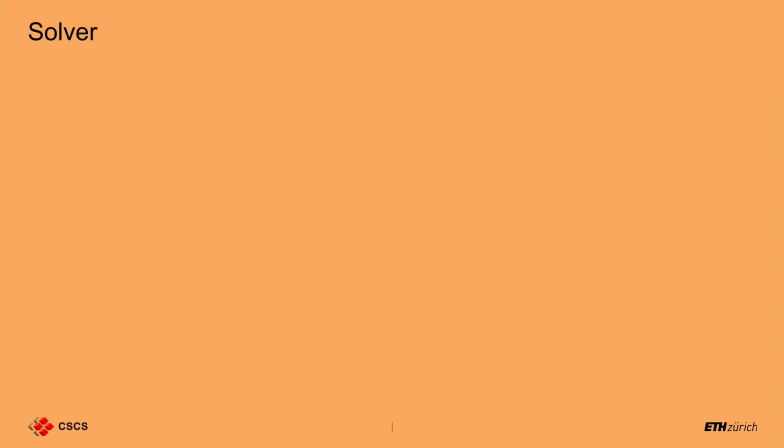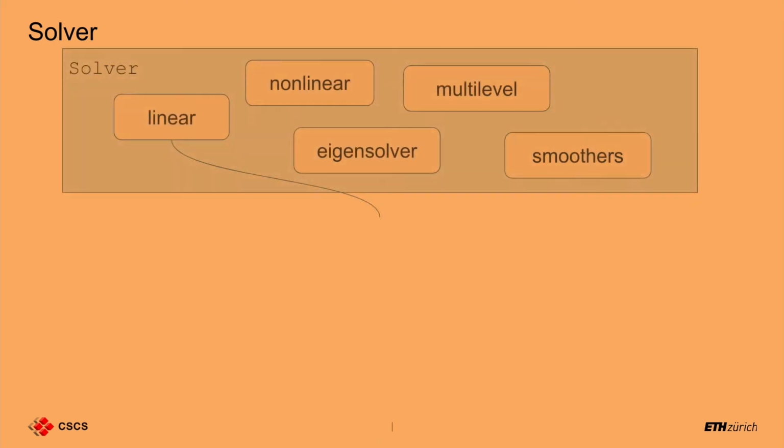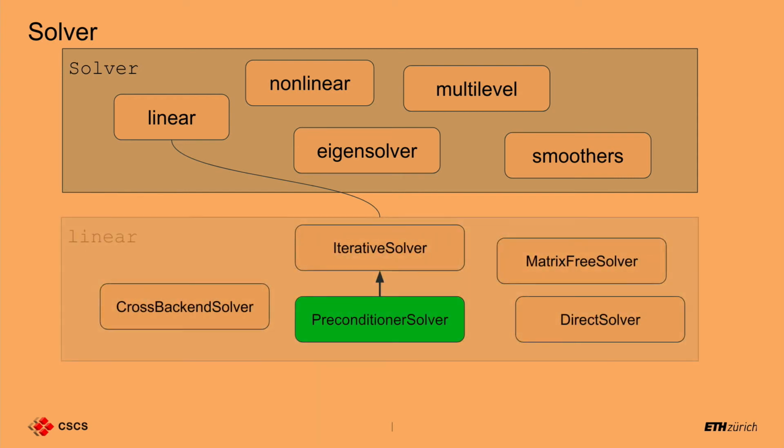So now we will focus on solvers in Trilinos. We have many solvers, of course: linear, non-linear, multi-level methods, smoothers for preconditioners, and eigensolvers. For linear, we have one big class which defines the generic linear solver, and every one of these inherits from linear. Then the iterative solver inherits from linear, and the preconditioned solver inherits again from the iterative solver. Belos has been implemented as a preconditioned solver.